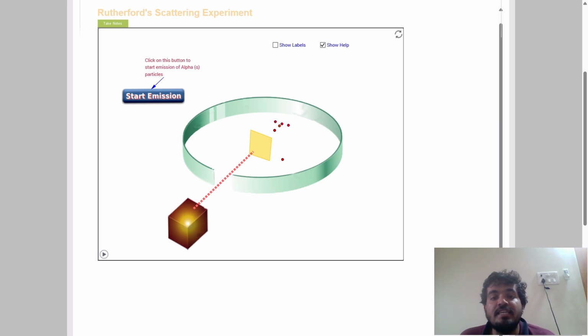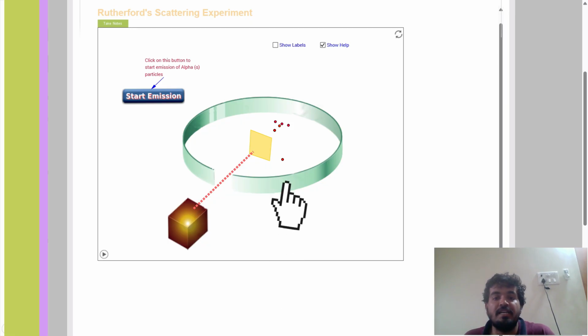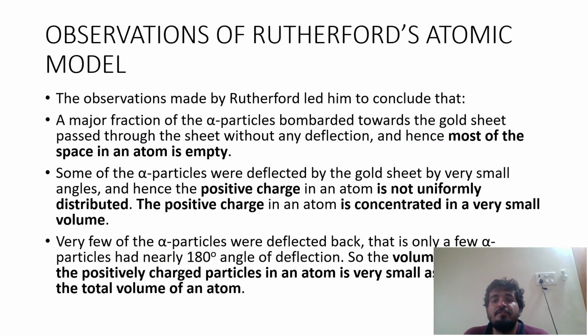Now we will see what Rutherford observed after performing this experiment. The observations made by Rutherford led him to conclude that a major fraction of alpha particles bombarded towards the gold sheet passed through the sheet without any deflection.